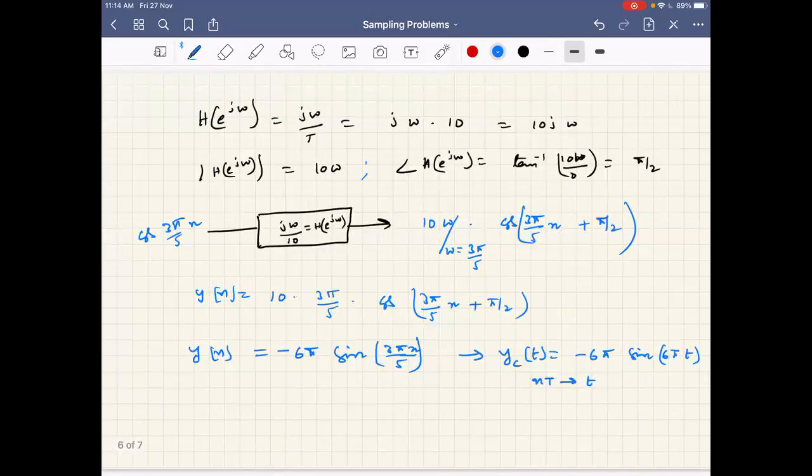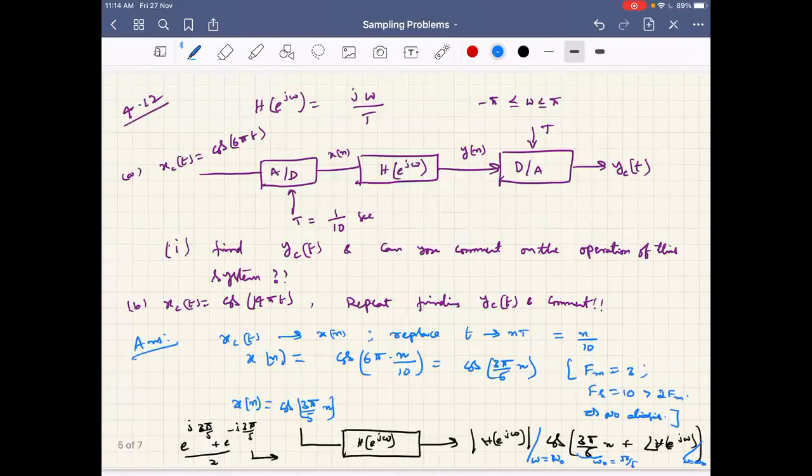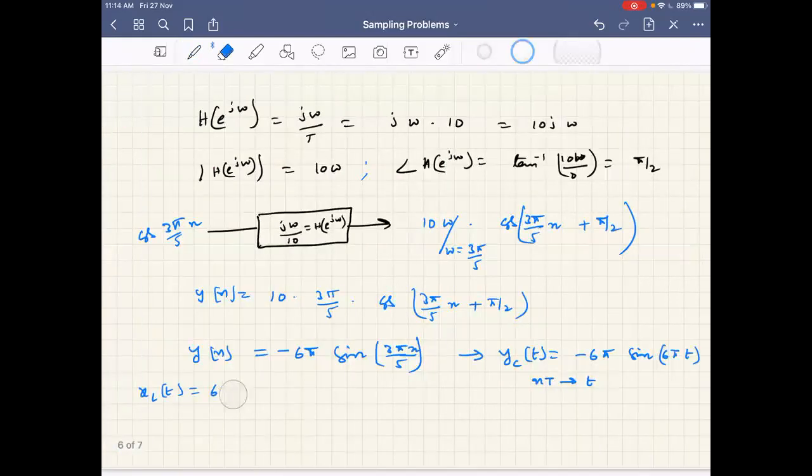Very good. So what is the operation happening? So xc of t you have seen as, what is xc of t? Cos of 6 pi t. And yc of t is this. How do you think yc of t is related to xc of t? Differentiators. Very good. d by dt of xc of t. Can you relate this to something of the system?